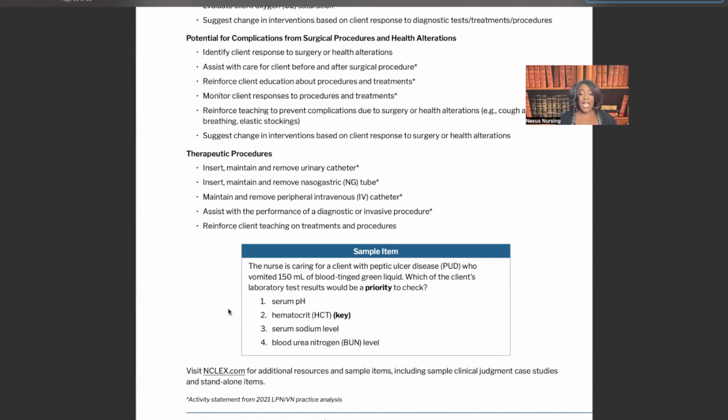Your serum pH, that doesn't really have anything to do with the bleeding. You know, the normal pH is 7.35 to 7.45. Your serum sodium level, that's an electrolyte, really doesn't have anything to do with the bleeding, but it's very important that you know the range, which is 135 to 145. BUN, that's really for the kidneys, and your BUN's about 5 to 20. So for this question, the correct answer, guys, is hematocrit.